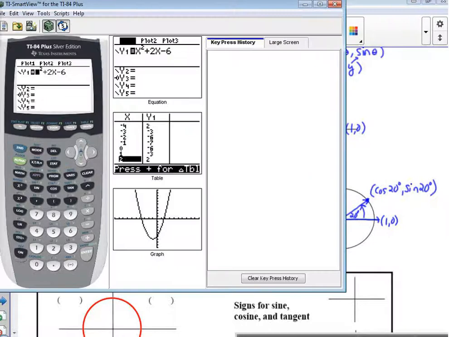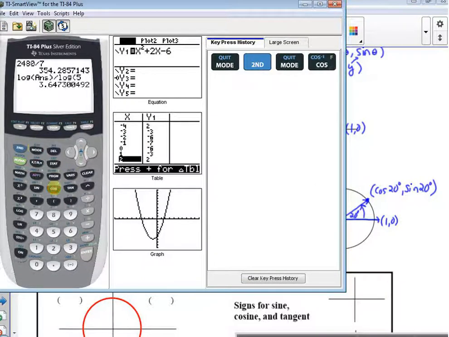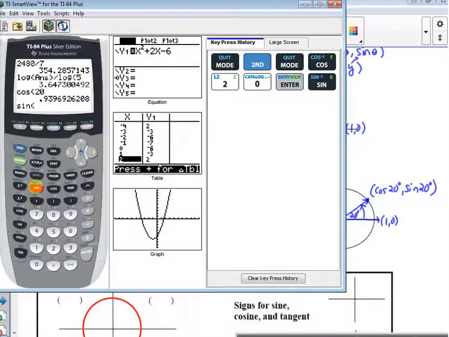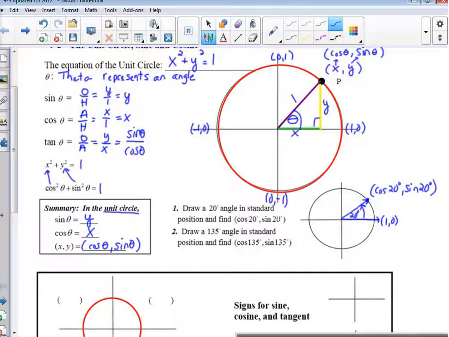Let's go check out what it is. Make sure that you're in degree mode. So cosine 20 is 0.9, we'll go to the nearest hundredth, 0.94, and sine 20 is 0.34, so 0.94 and 0.34. Notice those are values less than 1. They would have to be because the radius length here is 1.